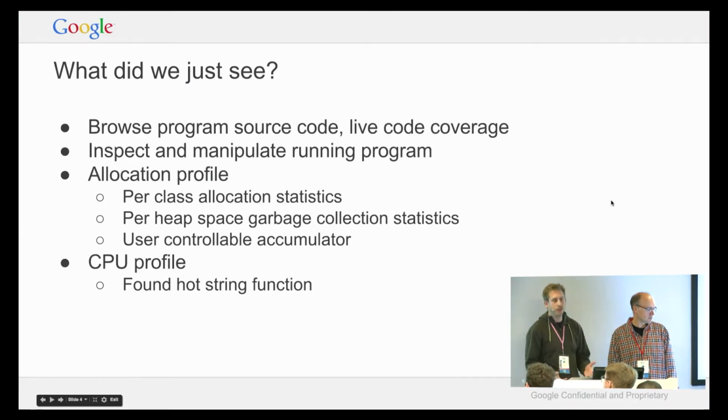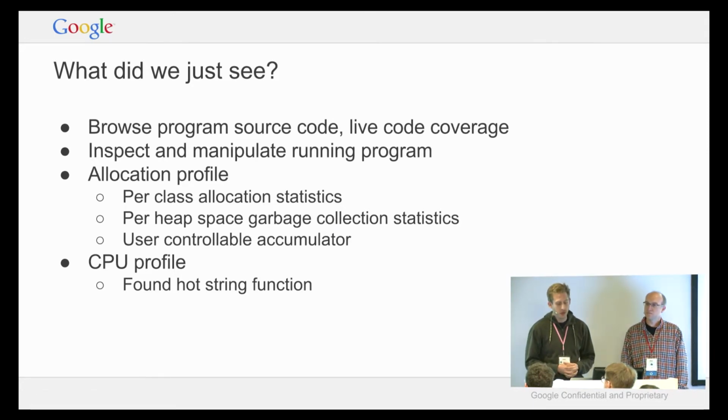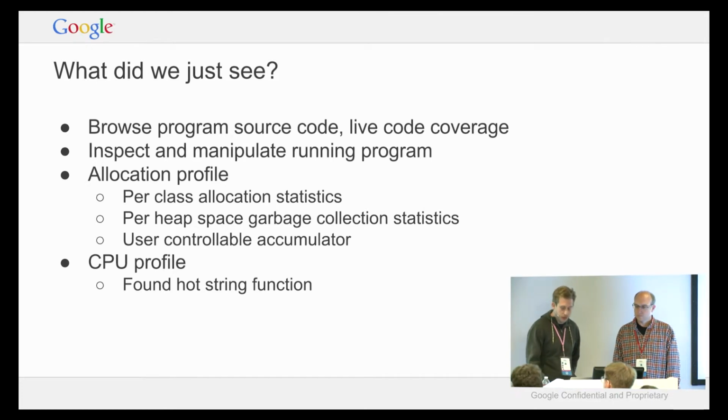All right, so what did we just see? Well, you saw me browsing through the running program, looking at live code coverage. I was able to inspect specific instances, locate instances of a class that I was interested in, and invoke code on a running instance. We looked at the allocation profile, which has per class statistics, and per heap garbage space information as well. We used the user controllable accumulator to figure out how many strings we're actually allocating. And then we used the CPU profile to go and find the smoking gun that was actually triggering all of these string allocations. So now I'm going to turn it over to Todd, who's going to give you a debugger demo.